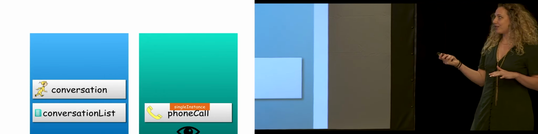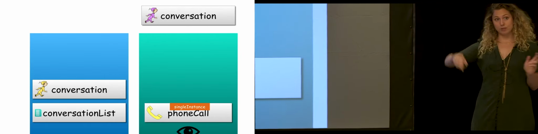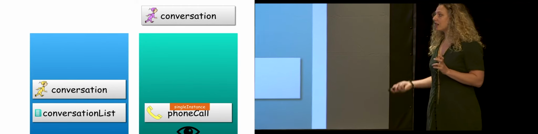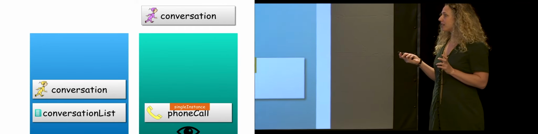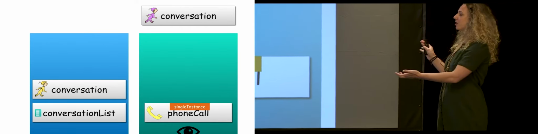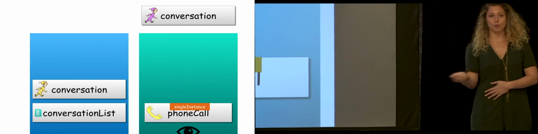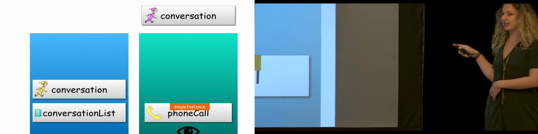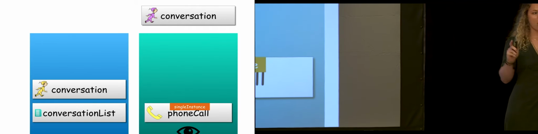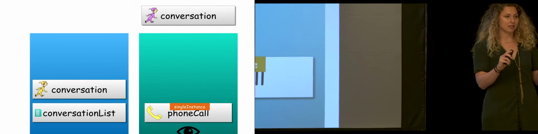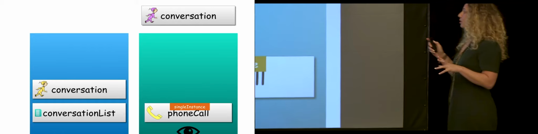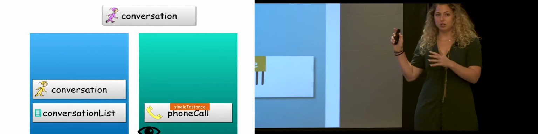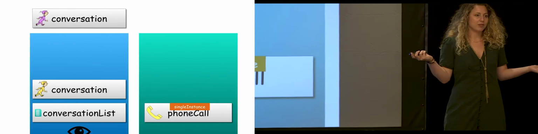Sorry, we're going to have a conversation activity again with me and Dan. But then the conversation cannot be on the task with the phone call, because single instance says we want to have one single instance of this activity, but it also has to be the single activity in the task. So Android would not allow the conversation activity to be in the same task, so it would find a different home for it.